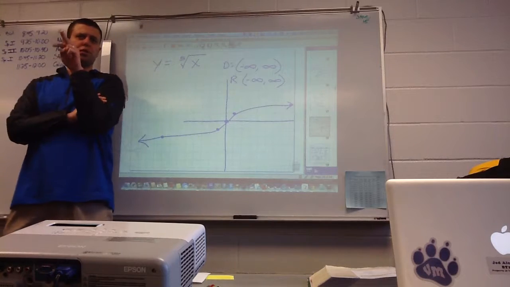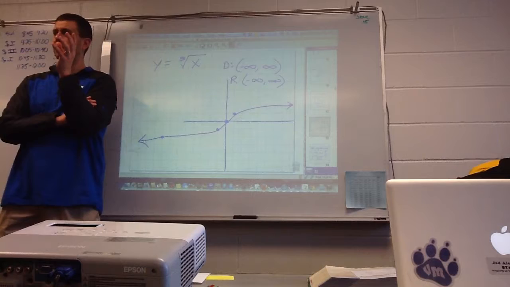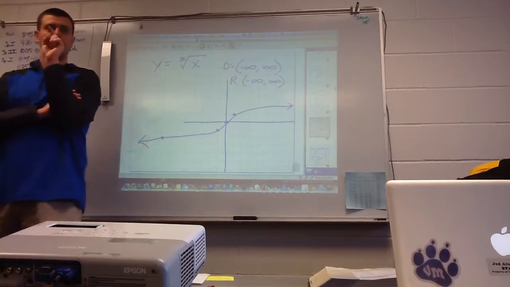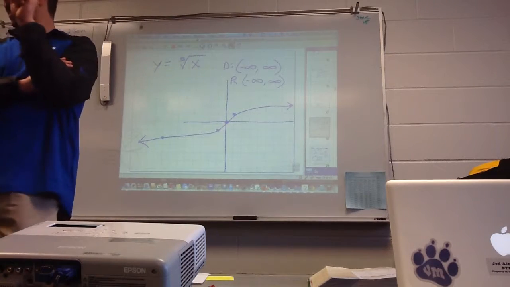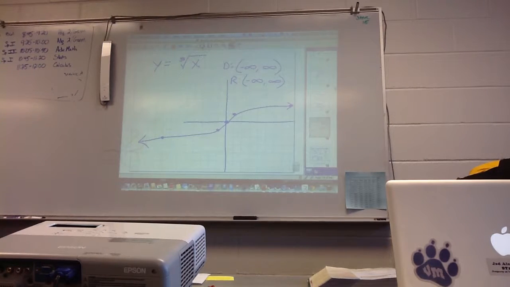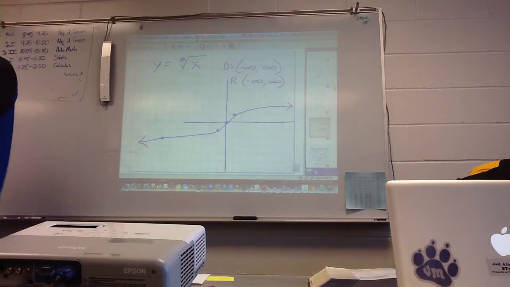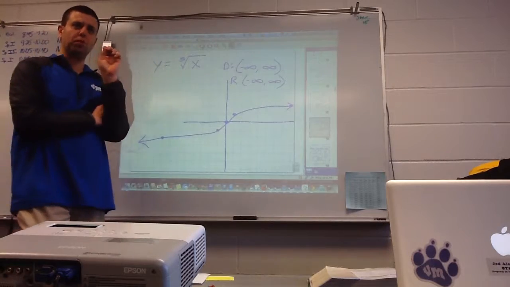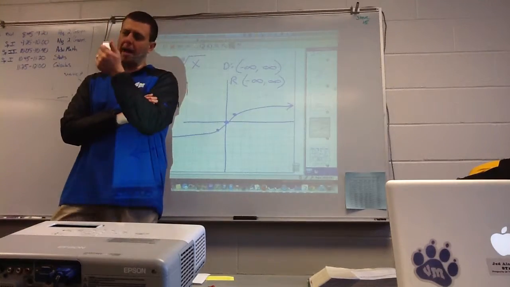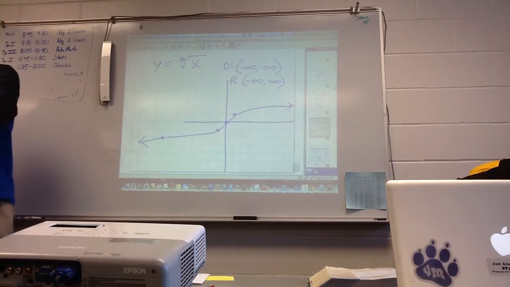There are two ways to do a cube root in your graphing calculator. The cube root function is underneath your math button, in the top left corner of your calculator. If you hit math, one of the choices is cube root. It's the fourth one down. So you go y equals, math, cube root, and then x. Press enter, and you can graph it that way.